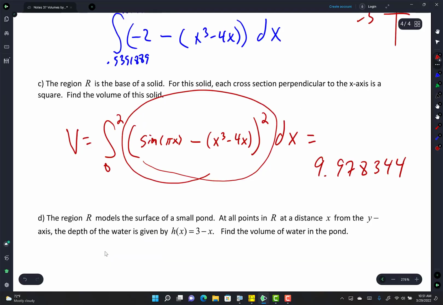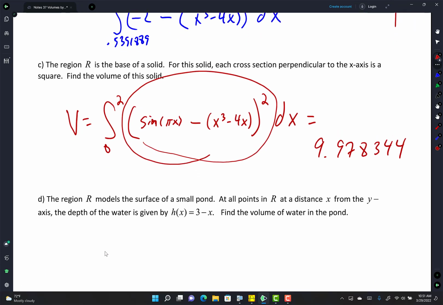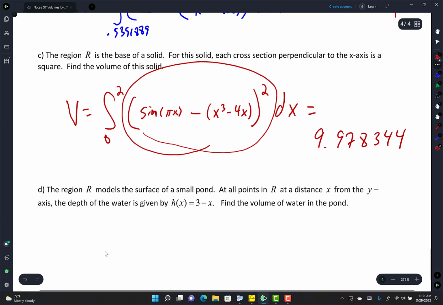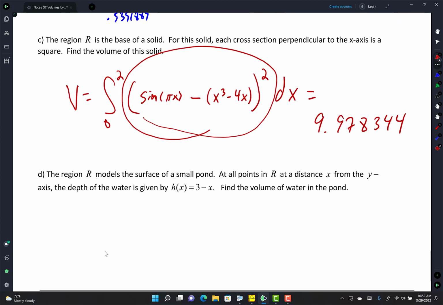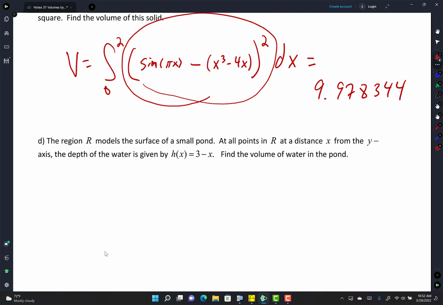All right. Letter D. And it's okay if we get this one wrong because we need experience, and we don't have that experience yet. The region R models the surface of a small pond. At all points in R, at a distance x from the y-axis, the depth of the water is given by h of x equals 3 minus x. Find the volume of the water in the pond. Let's see if we can do that.